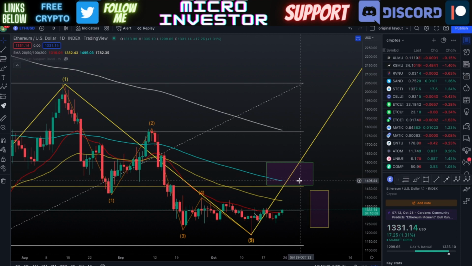So what we have here are these different boxes. We have the green box and the yellow box. The more bullish case scenario, of course, is the green box. We want to get pumped right into this because this represents that trend line that we have when we look at the falling wedge pattern that we're within with Ethereum.